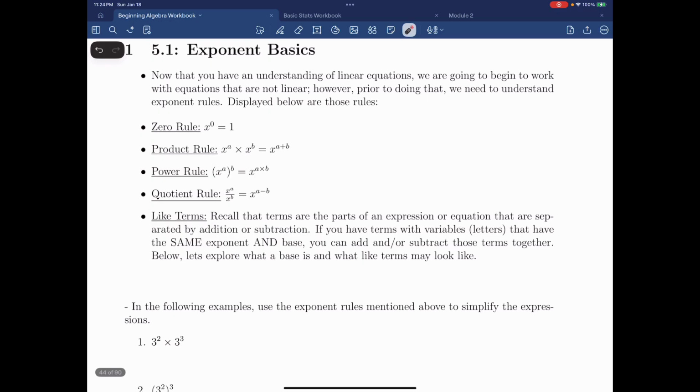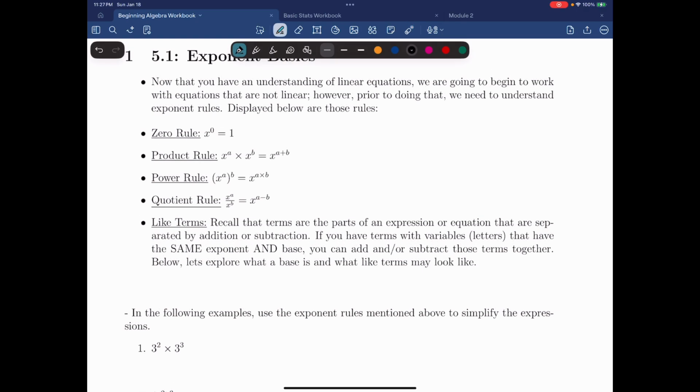So here are the following rules that are going to be useful in this section. I call this the zero rule, which means that if you have anything raised to the zero power, it always equals 1. So it doesn't matter what's raised to the 0th power. It can be a number, it can be a variable, or anything really. Anything just raised to the 0th power always equals 1. So that's an easy rule there.